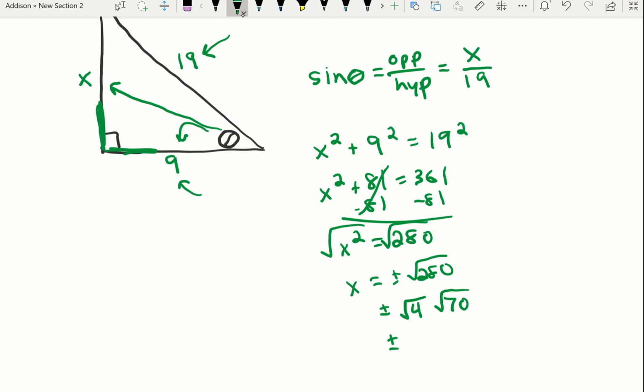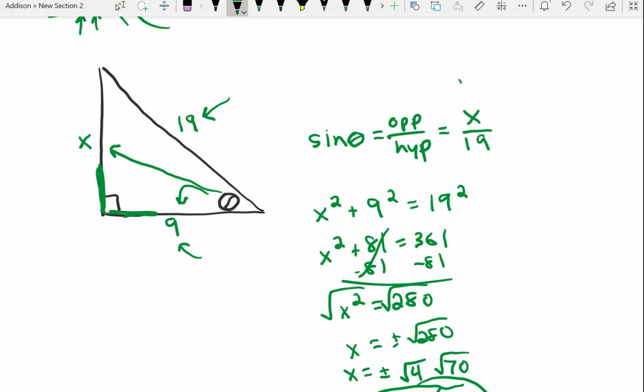And then the square root of 4 is equal to 2, and we still have the square root of 70. That's going to be our answer here. If we bring down this x, that's what x equals, plus or minus 2 times the square root of 70. So then I'm going to plug that in up here for x. That's going to be plus or minus 2 times the square root of 70 over 19.